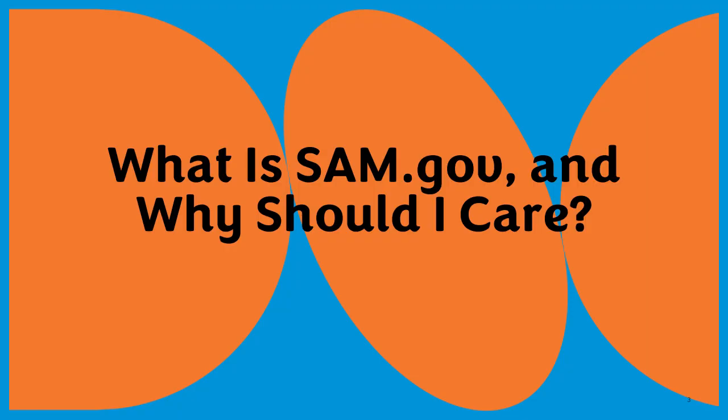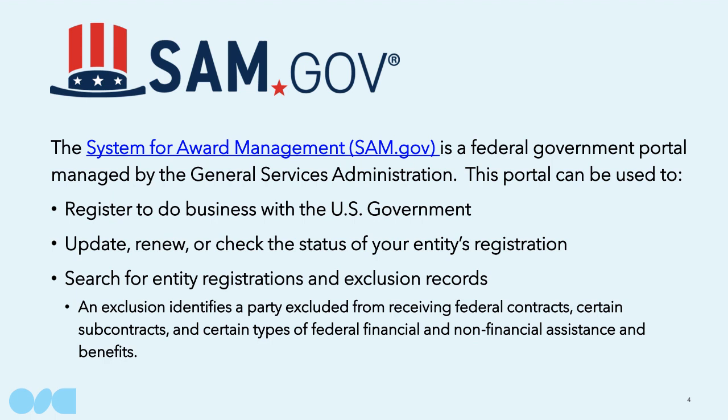So first up, what is SAM.gov and why should I care? Because I always want to know why I should bother doing something. I think this is really important for public libraries to know. So SAM.gov is the System for Award Management. It's a federal government portal managed by the General Services Administration. You use it to register to do business with the U.S. government, whether you're going to be a recipient of a grant or whether you intend to apply to be a federal contractor. You can update, renew, or check the status of your entity's registration.